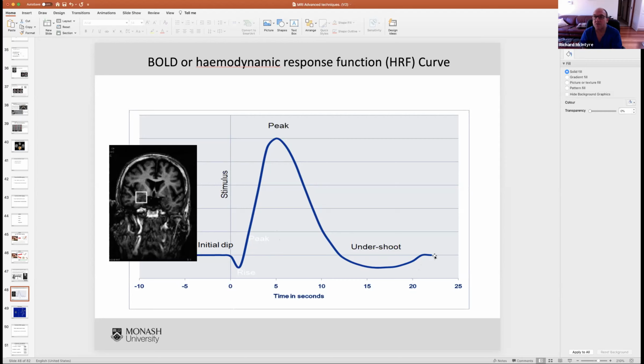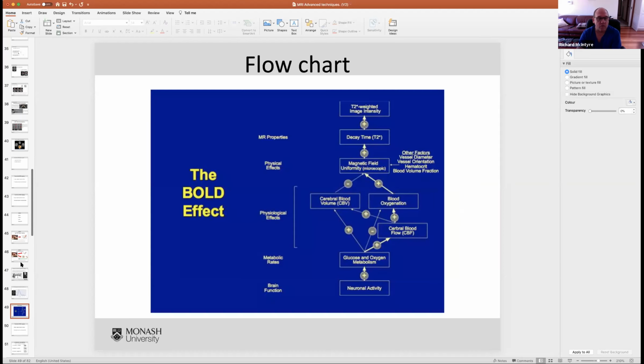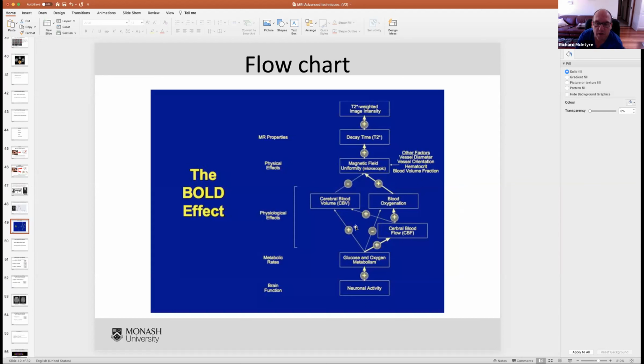Okay, so you can see that the temporal resolution in this is not overly great. Okay, and have a look at that. We won't go into it in too much depth, but when you get a chance, have a look at that and see if you can follow the heavy line. So you've got neuronal activity, finger tapping, glucose and oxygen metabolism. We're just worried about oxygen metabolism, cerebral blood flow to that area, blood oxygenation, magnetic field uniformity, okay, because of what we'll talk about in a minute. And then we've got decay time, and then we've got increase in T2-star signal.